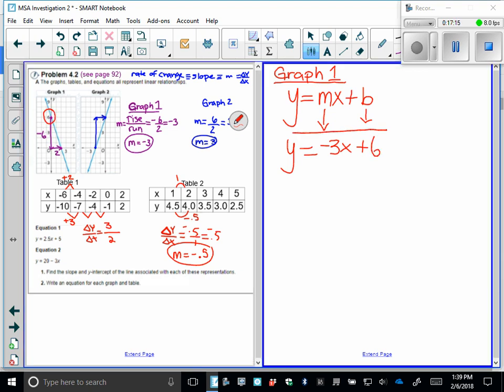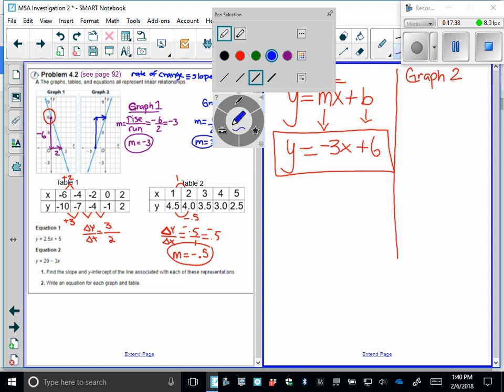So you were asking about the equation. That's the whole equation of that line. That's all it is. So what's the difference between the equation for graph 1 and the equation for graph 2, Daniel? What's the equation for graph 2?